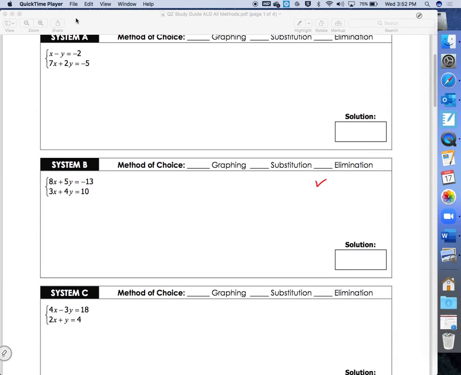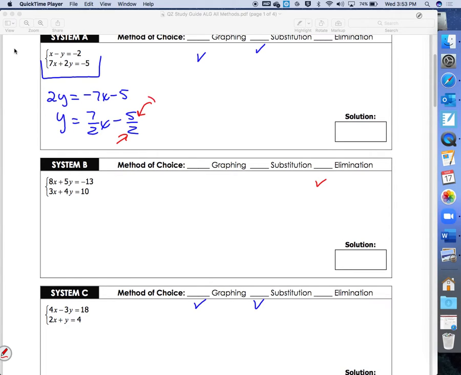When I look at system A or system C, either one of these could be solved by graphing or by substitution. But looking at this closely, if I look at the second equation in system A and isolate the y, I think this would not be a good y-intercept for graphing, -5/2. So I would think that system A would best be solved by substitution.